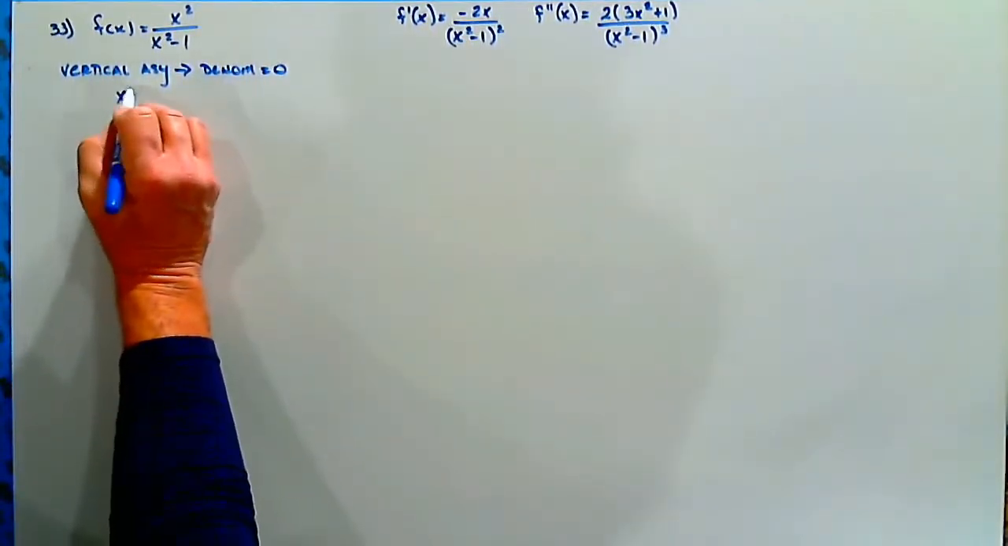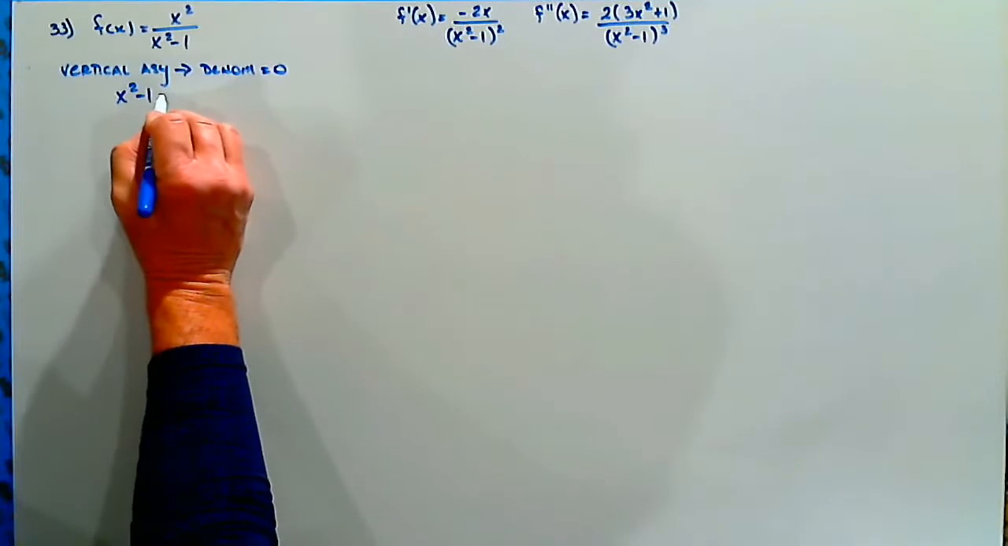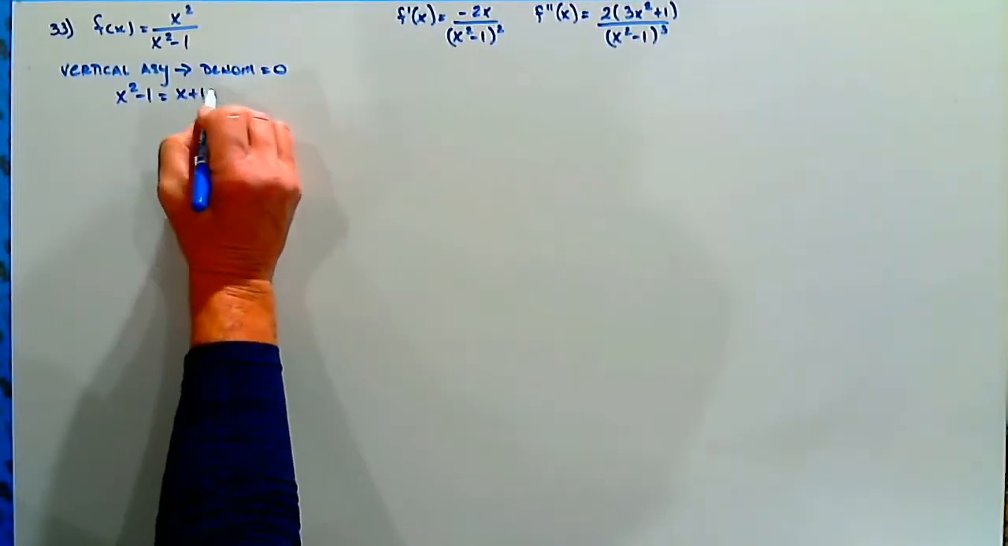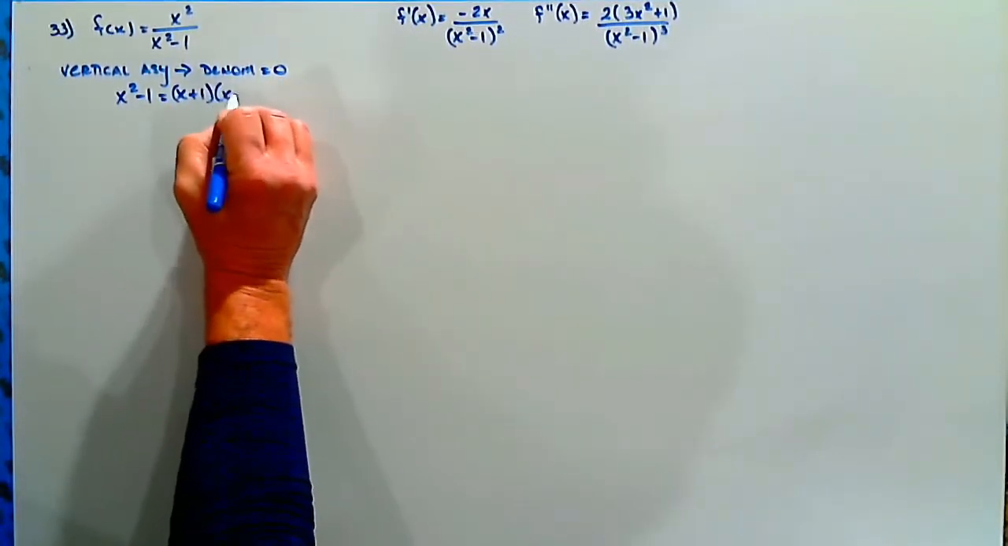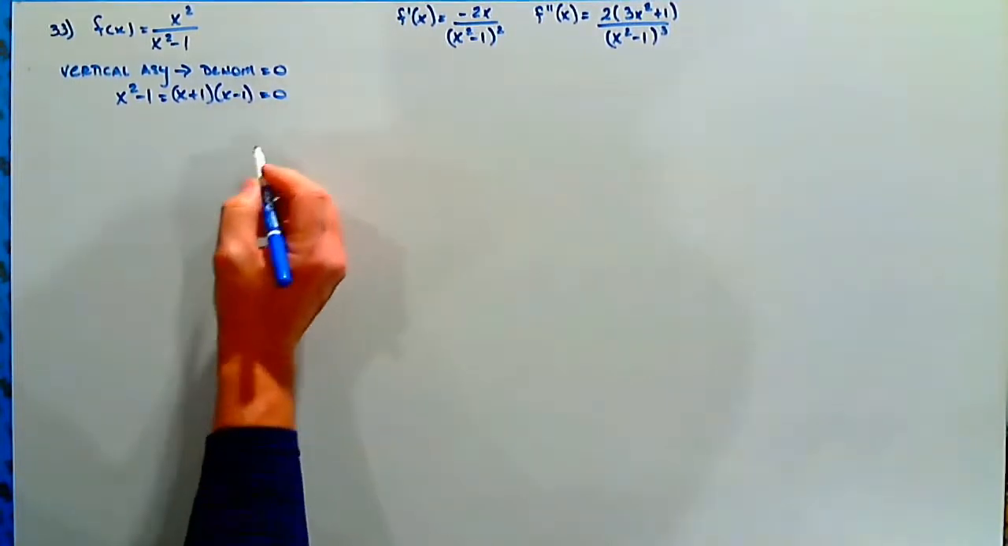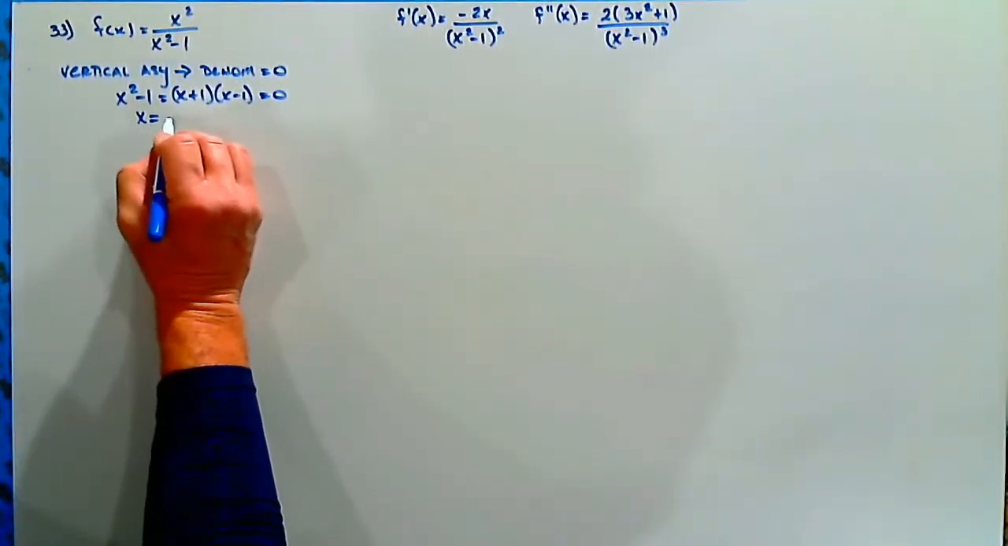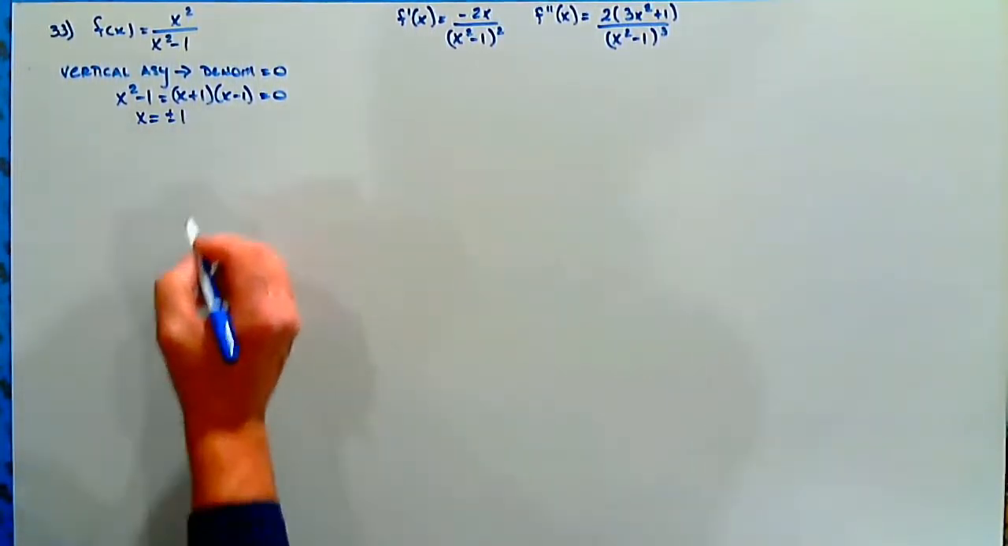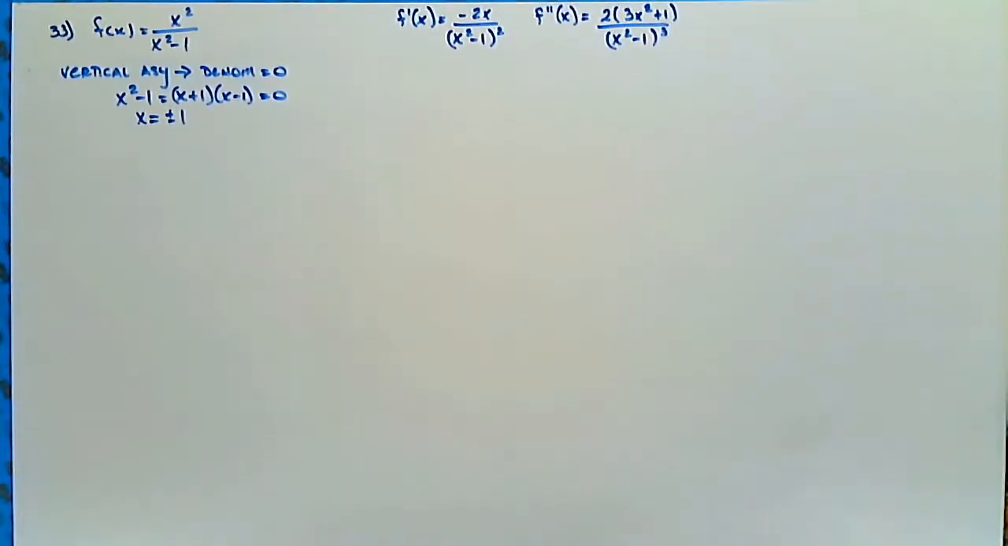Vertical asymptotes, because this is a rational function, we're looking for where the denominator equals 0. Well, our denominator is x squared minus 1. That's x plus 1 times x minus 1. And when does that equal 0? That equals 0 at x equals plus or minus 1. So we have vertical asymptotes at x equals plus or minus 1.